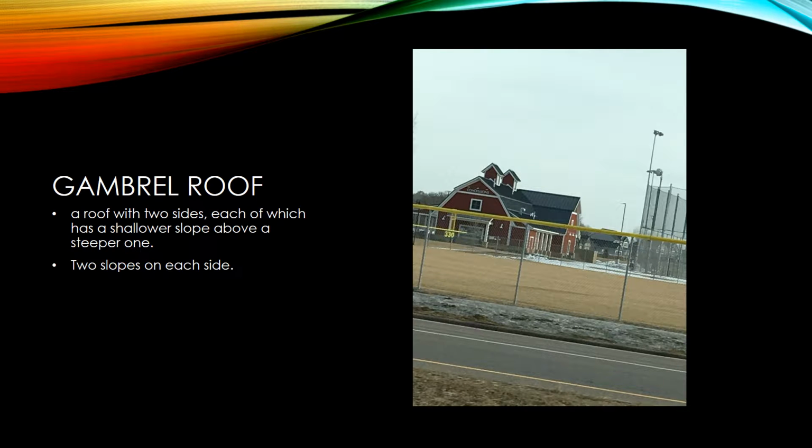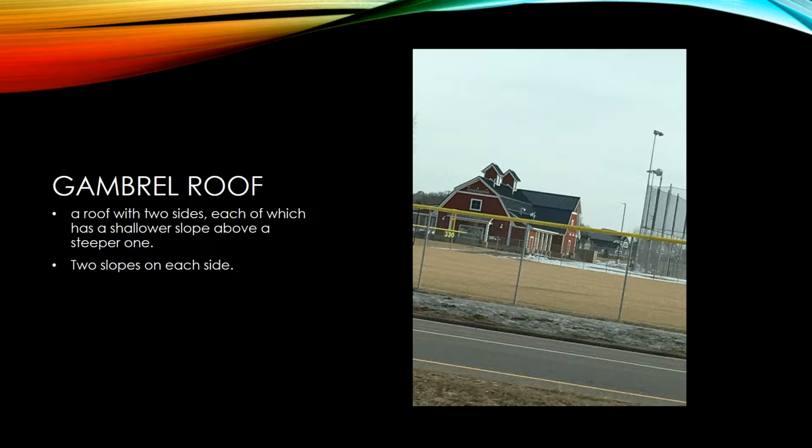Start off here with the gambrel roof. This is a roof with two sides, each of which has a shallower slope above a steeper one. Two slopes on each side. This design provides the advantages of a sloped roof while maximizing headroom inside the building's upper level.